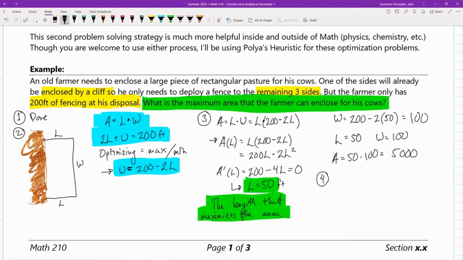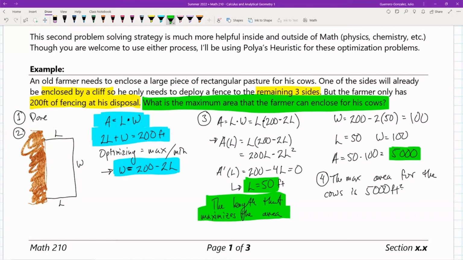Now we get to do our review and extend. So our answer now altogether is that the maximum area, right, is 5,000 feet squared. And we got that from right here. Does that make sense?